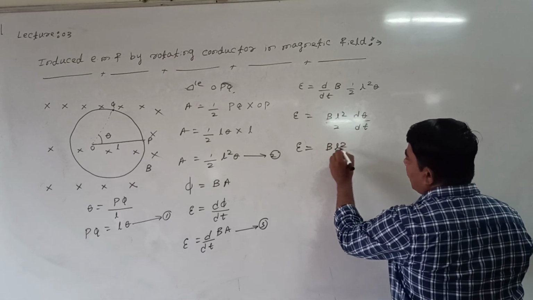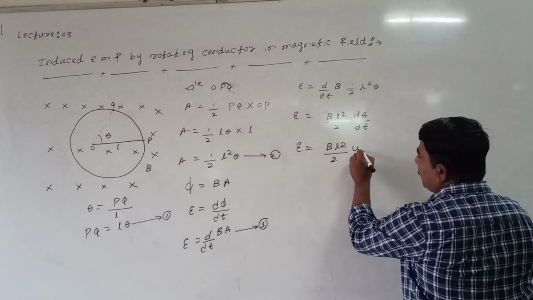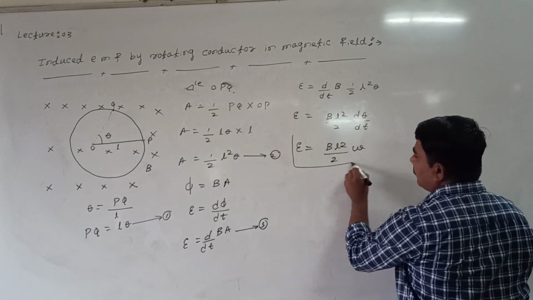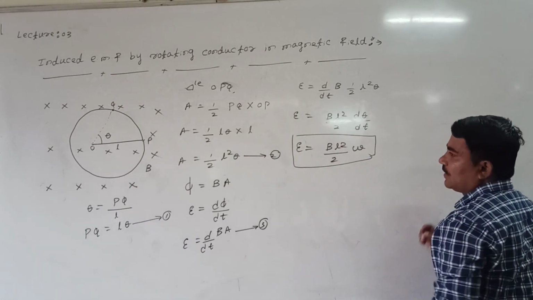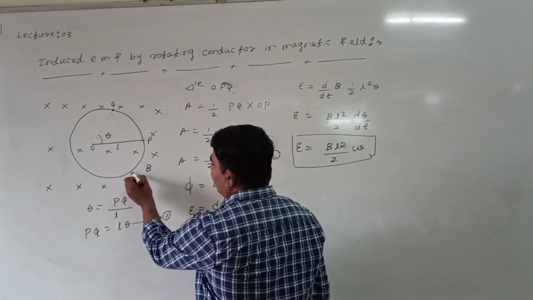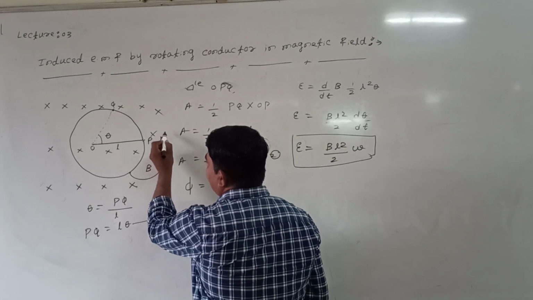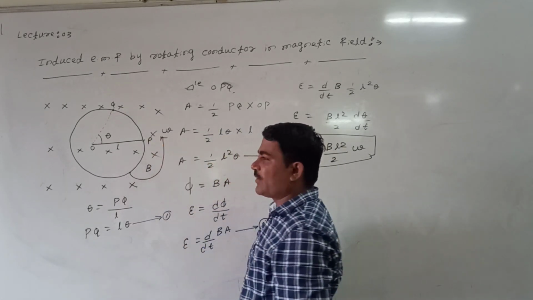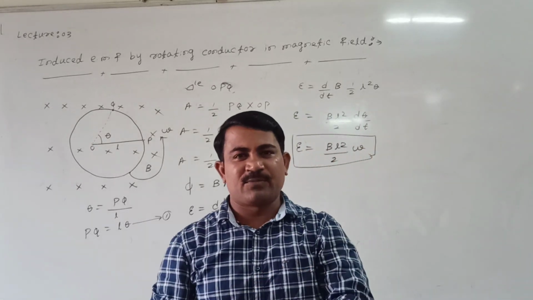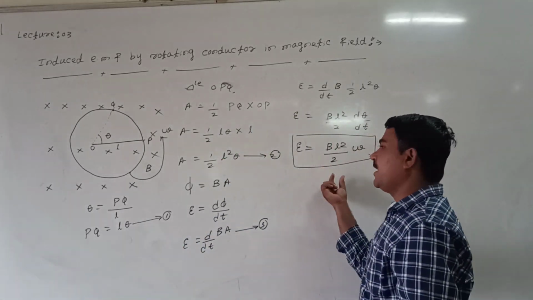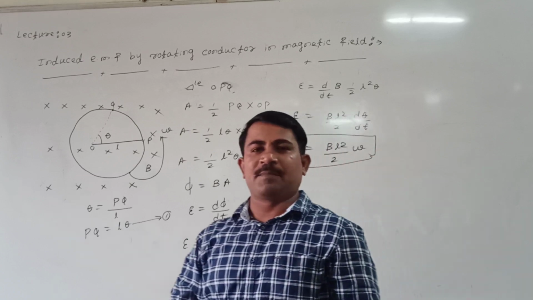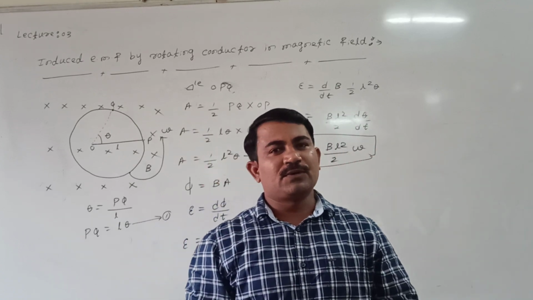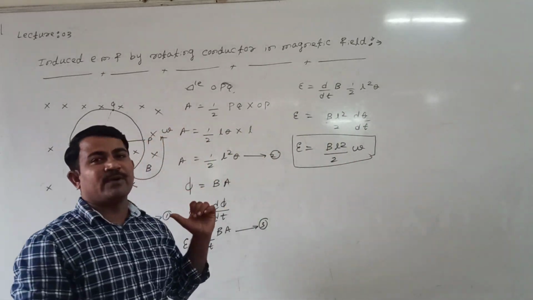Then how much EMF is induced? B L square by 2 into omega. This much EMF is induced. When the conductor moves in the magnetic field with angular velocity omega, this much EMF can be induced. This is the extended part of induced EMF. So just copy it. We will move to one more concept.